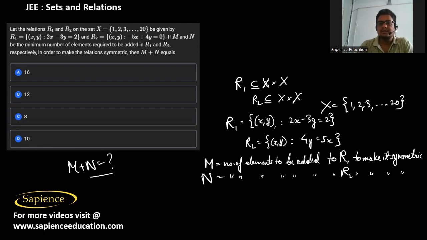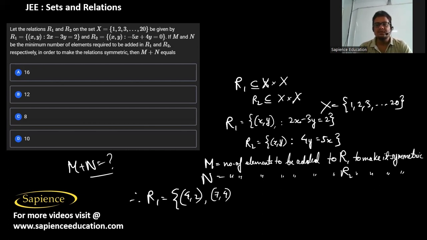So their difference should be equal to 2. So it means that 2x and 3y both should be even, or both should be odd, and their difference should be 2. Therefore, for the relation R1 we can take (4, 2), since 2 fours are 8, 8 minus 6 is equal to 2. And then we can take (7, 4), since 2 sevens are 14.